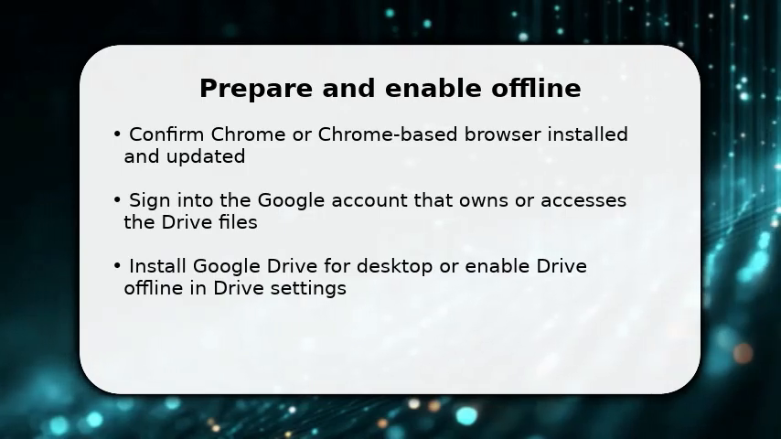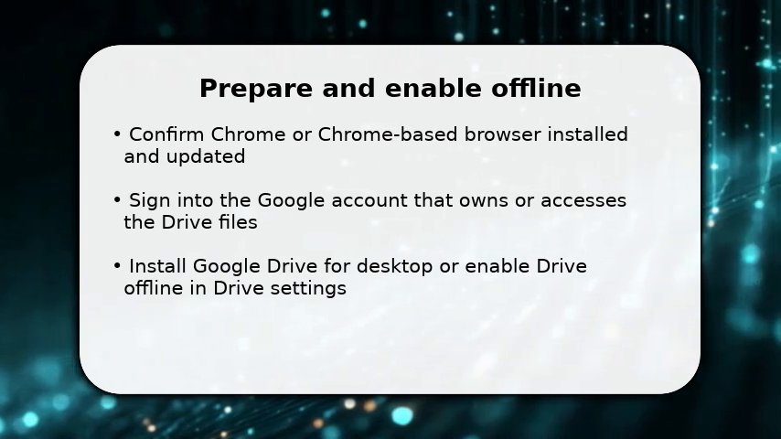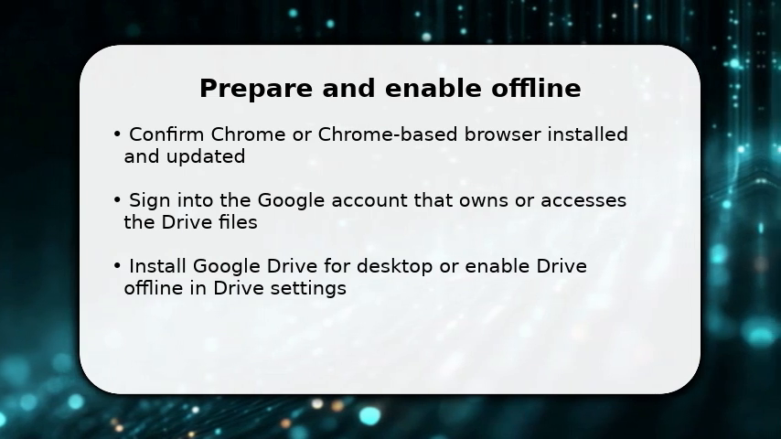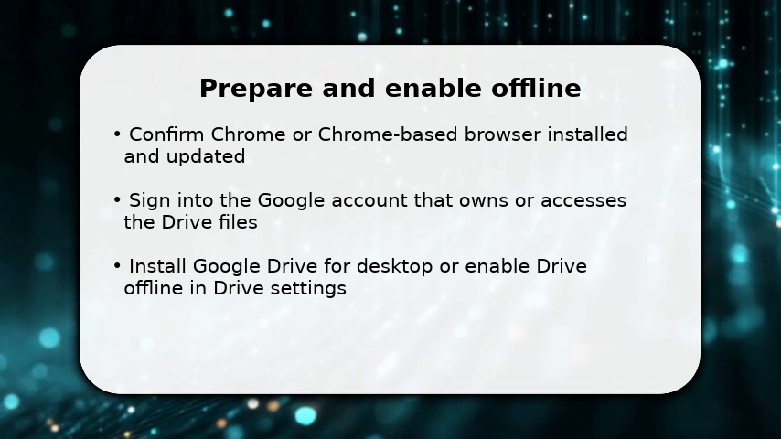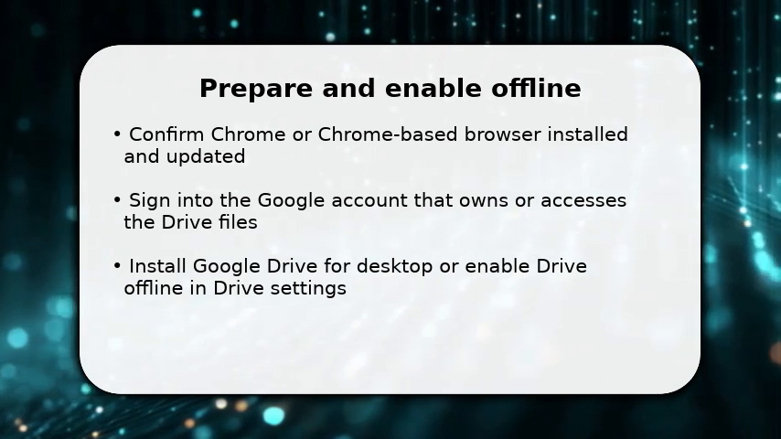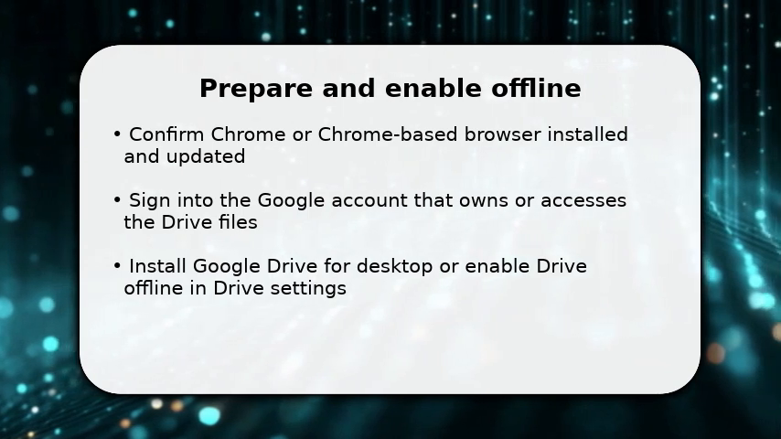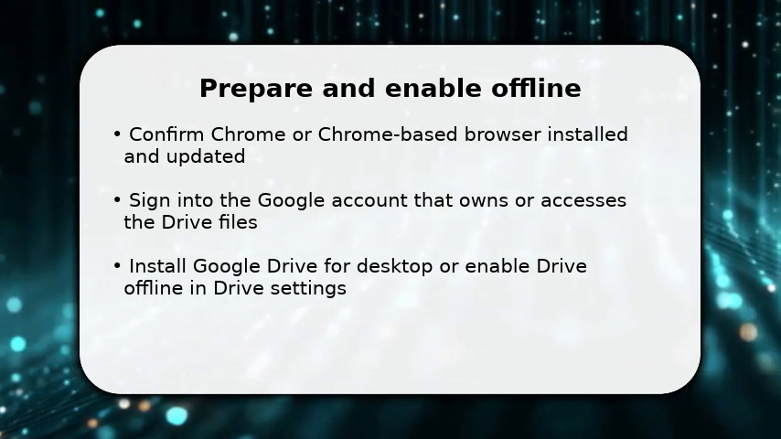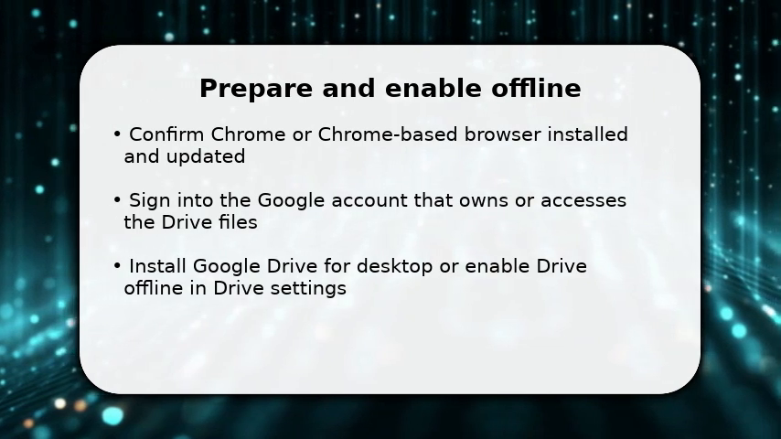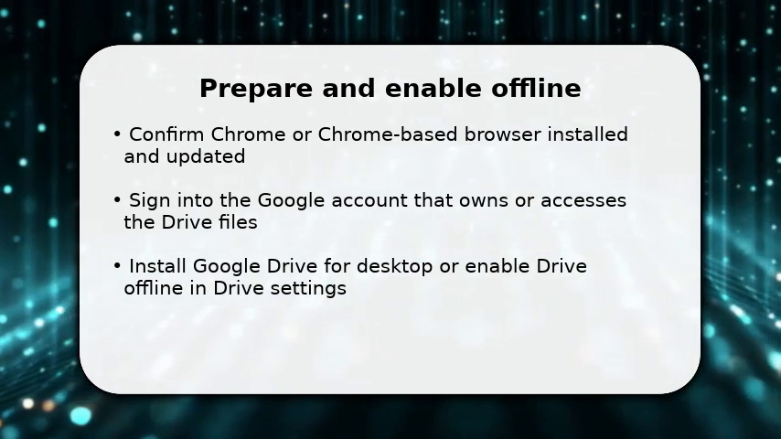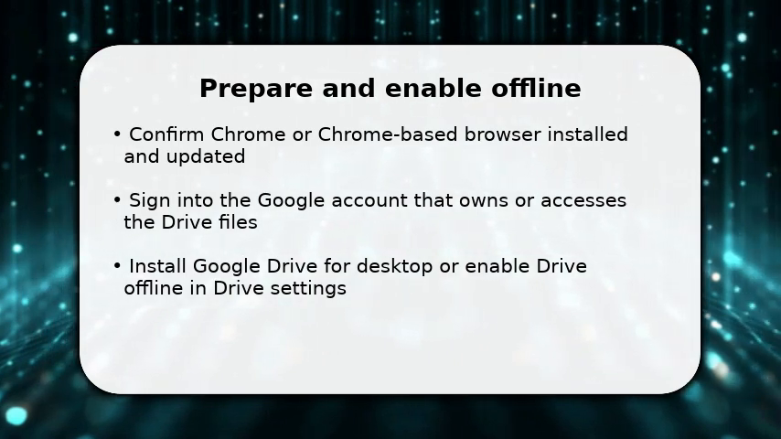You'll start by preparing your browser and account so offline access works reliably. First, make sure you're signed into the Google account with the files you need, because offline settings apply per account. Once done, update Chrome or a compatible browser and decide whether to use Drive for desktop or the Web Offline toggle. Each method has different behaviors. Enable offline sync in Drive settings or install Drive for desktop, and let initial synchronization begin so files are cached locally for the next step.